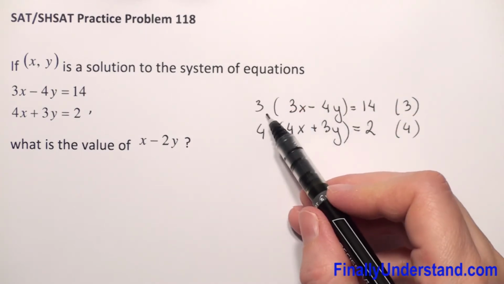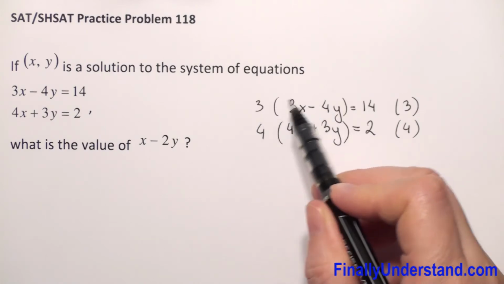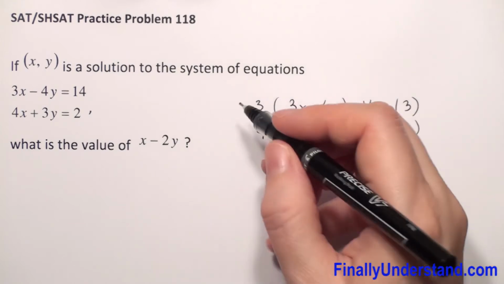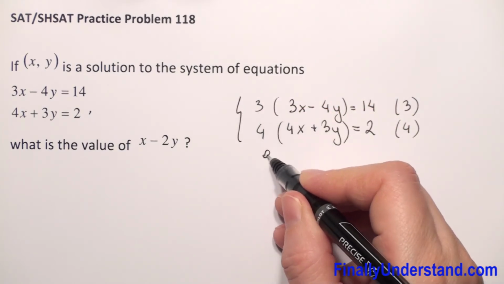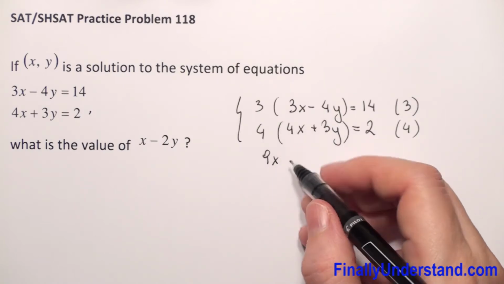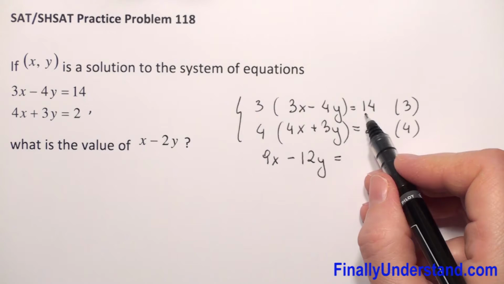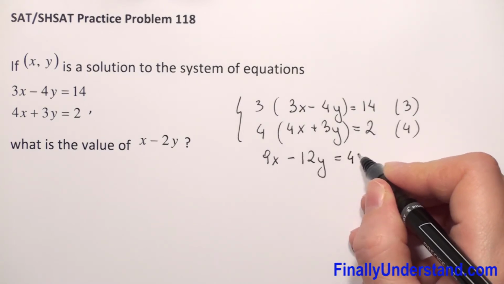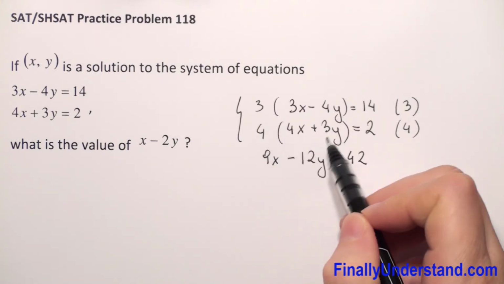I have to multiply every expression in parentheses, because we need to multiply this whole expression by 3. That's why I put this in parentheses. So we have 3 times 3x is 9x. 3 times negative 4y is negative 12y. This is equal to 14 times 3, which is 42.